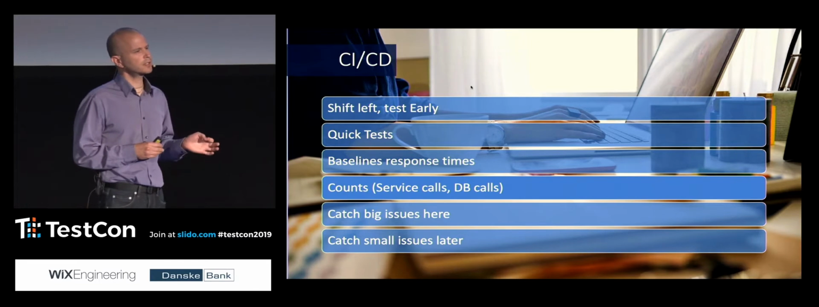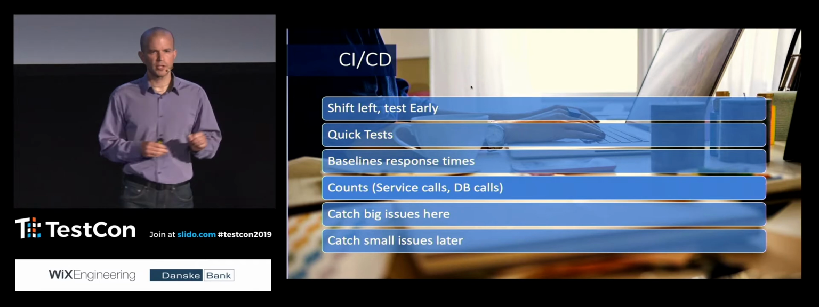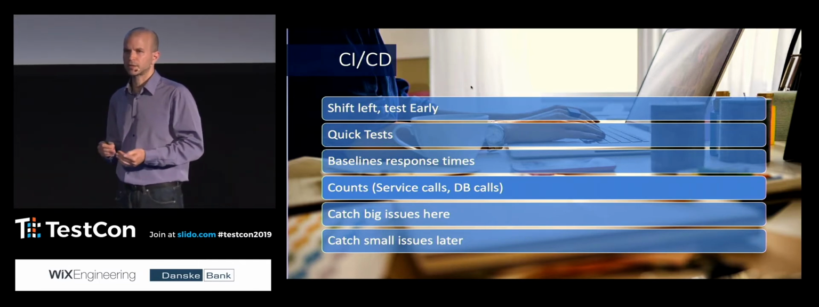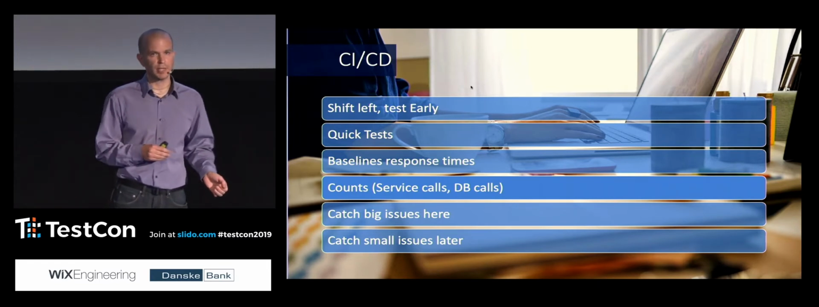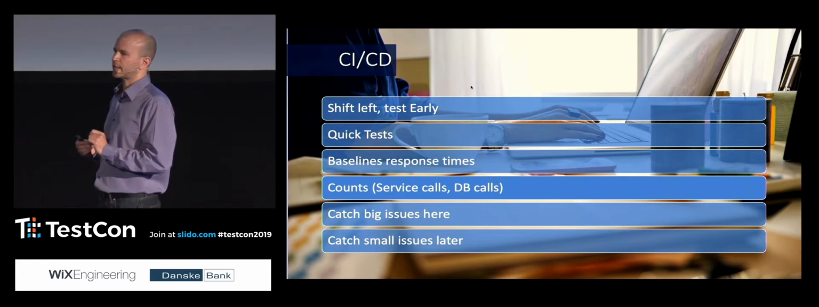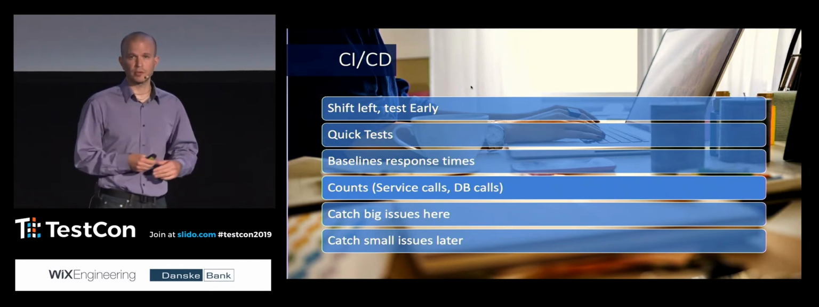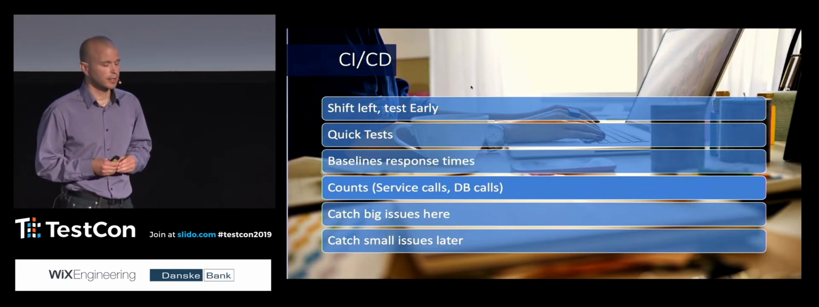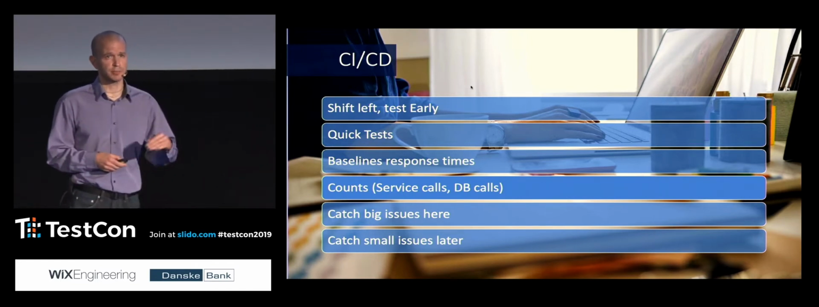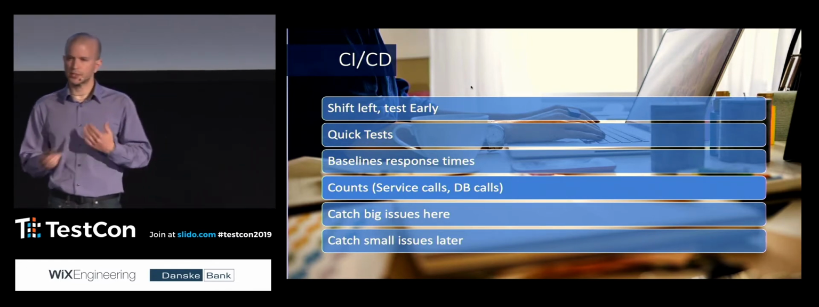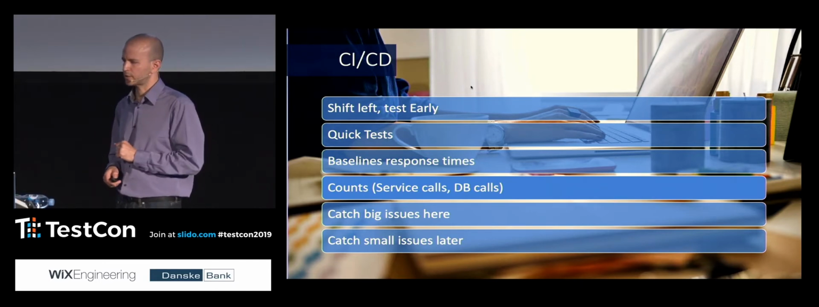In addition to thinking about response times, you can also look at other metrics like counts, like how many calls to third-party services are you making? How many calls to the database are you making? Changes in these counts and call numbers can have huge impacts on performance and scalability across your entire architecture. And they're very easy to catch if you're looking for them, and you can do them in CI/CD. Catch these big issues and let smaller issues through that you can handle quickly.